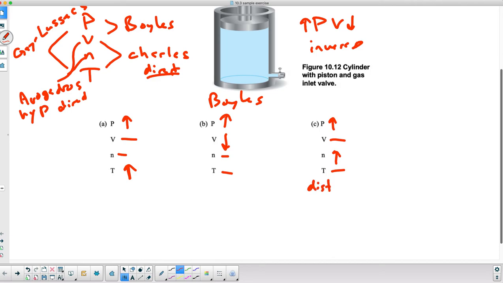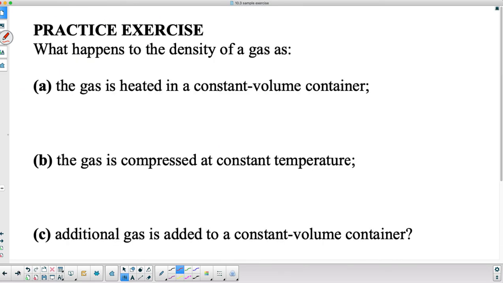Average distance, that's AVG, average distance between molecules, we know that goes down. So average distance of molecules decreases when pressure goes up and we add molecules. Now let's take a look at what we got for, it says what happens to the density of a gas. Well first of all, here's what we know. Density of a gas is the mass of the gas divided by the volume of the gas.